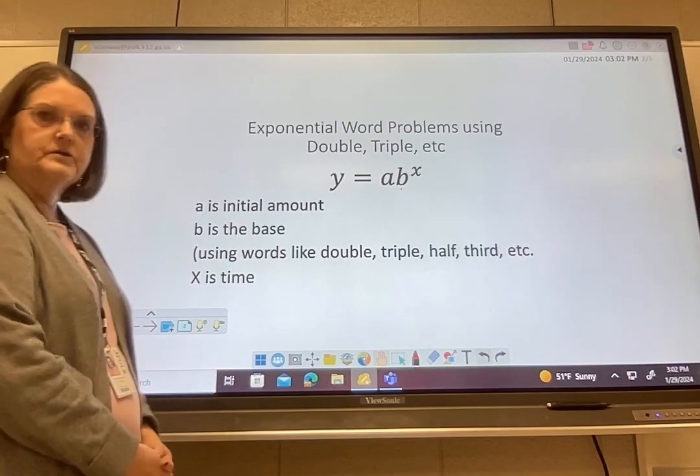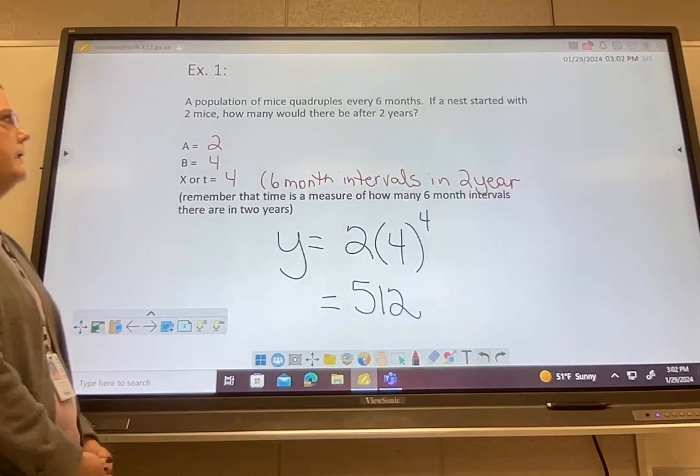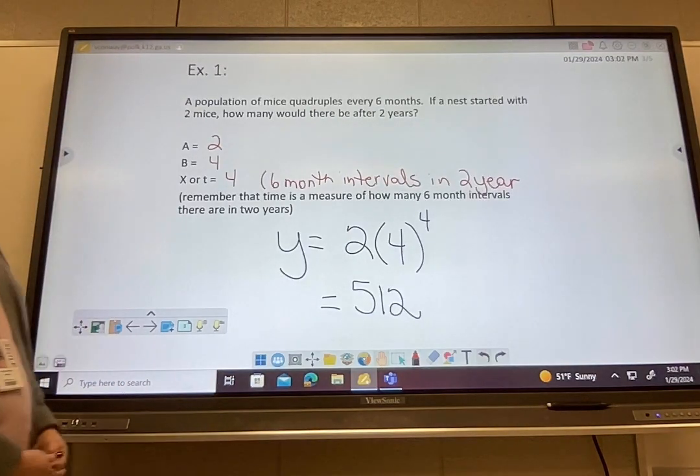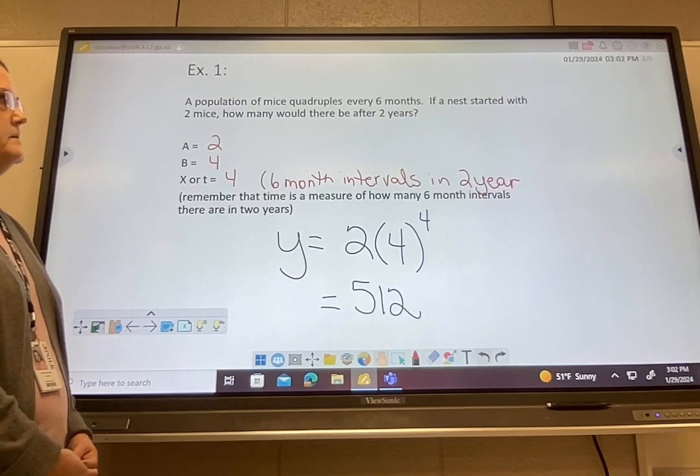So you see the parts here. I'm not going to spend time hitting that again because you know. All right, now here's example number 1. A population of mice quadruples every 6 months. If a nest is starting with 2 mice, how many will there be after 2 years?